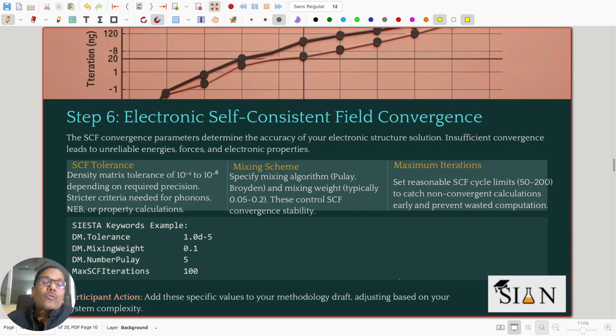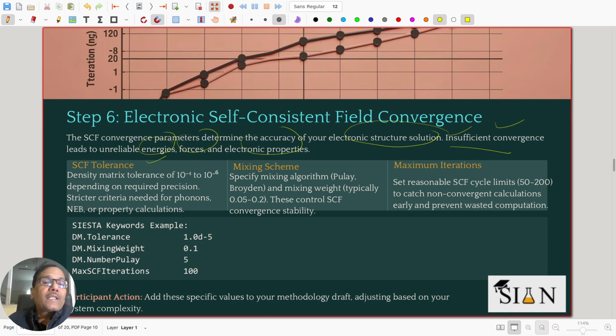Now step 6, electronic self-consistent field convergence. The SCF convergence parameters determine the accuracy of your electronic structure solution. Insufficient convergence leads to unreliable energies, forces, and electronic properties. So we have to mention all these in our methodology section.